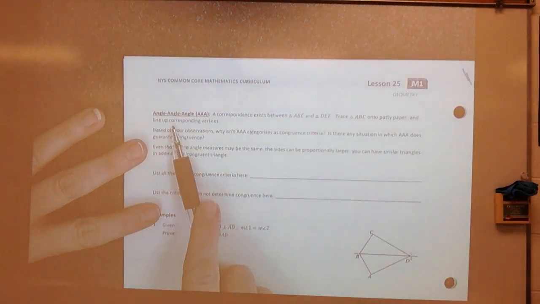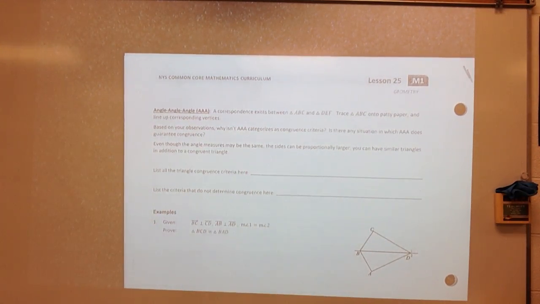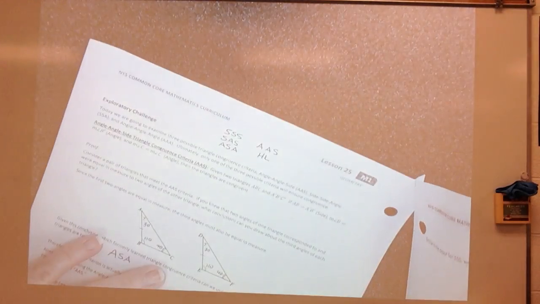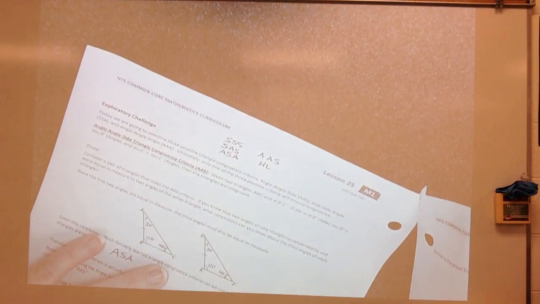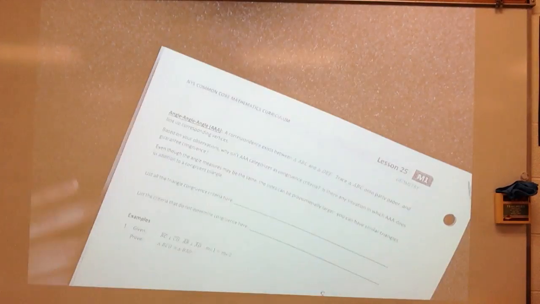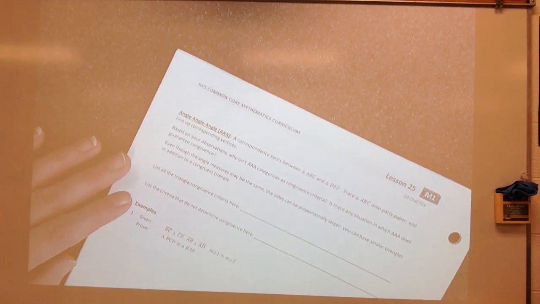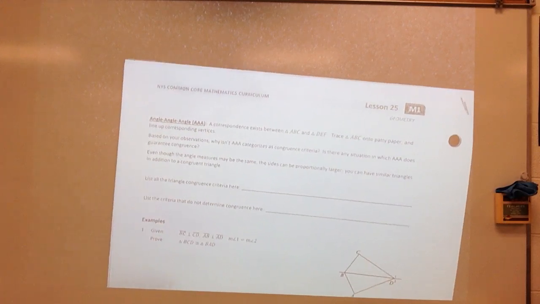The other one is angle-angle-angle. A correspondence exists between triangle ABC and triangle DEF. Trace triangle ABC onto patty paper and line up corresponding vertices. I'm not really sure which triangles they're talking about because we don't have triangles here. But that's okay. Let's think about this for just a second.